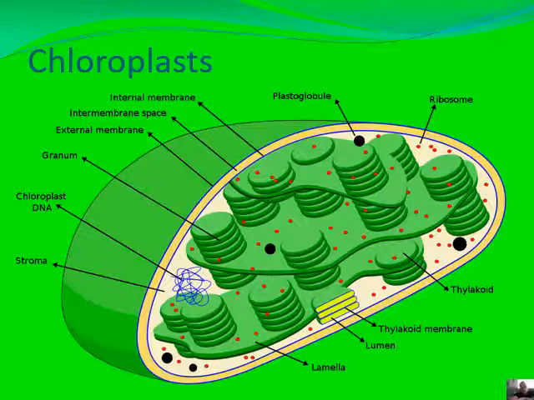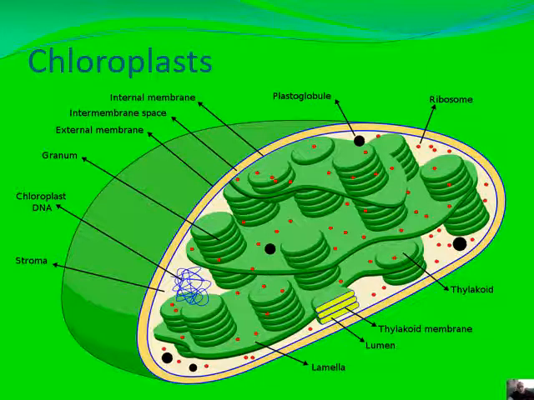So again, the stroma is the cytoplasm of the chloroplast, and that's where light independent photosynthesis is able to take place. Then we have chloroplast DNA. What on earth is chloroplast DNA doing in there? What is DNA doing inside of a chloroplast at all?